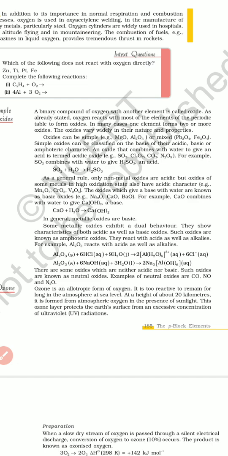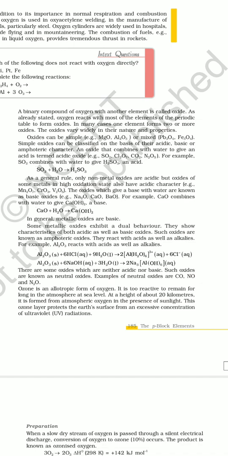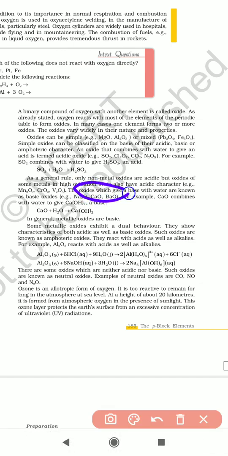The best examples of basic oxides are sodium oxide, calcium oxide, and barium oxide. Calcium oxide combined with water forms calcium hydroxide, which is basic in nature. So CaO plus H2O gives Ca(OH)2. Metallic oxides are generally basic in nature.